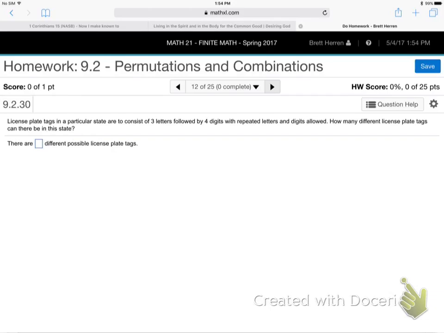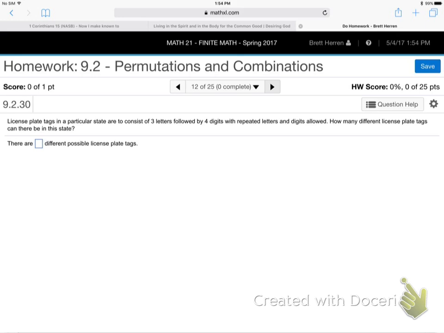There we go. License plate tags in a particular state are to consist of 3 letters followed by 4 digits, with repeated letters and digits allowed. How many different license plate tags can there be in this state? So, you're going to make license plates. 3 letters followed by 4 digits. How many possibilities are there?